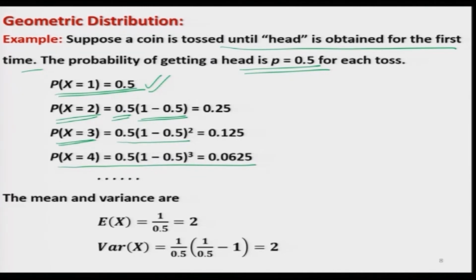If you try to find the mean and variance of this X, the mean comes out to be 1/0.5, which is 1/p. So, this is 2, and the variance of X is (1/0.5)(1/0.5 − 1), which is once again 2.